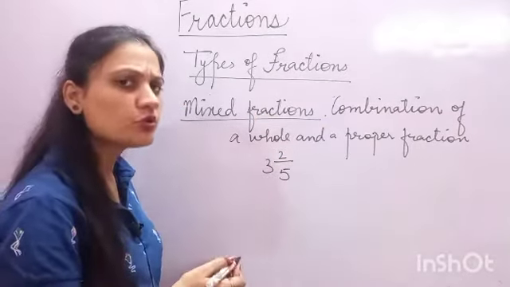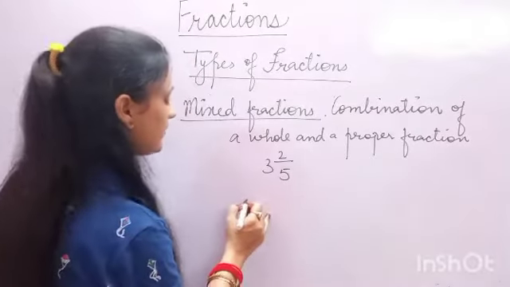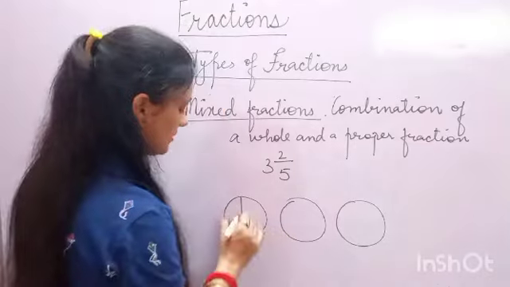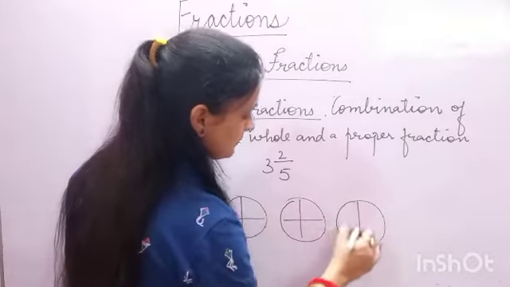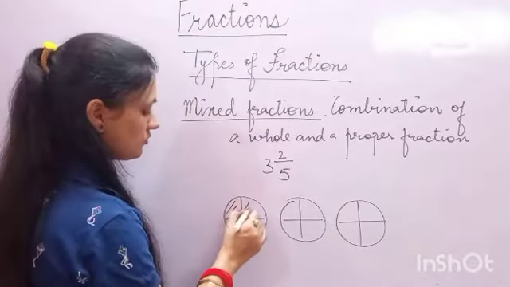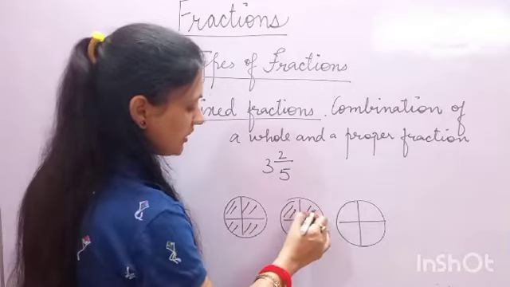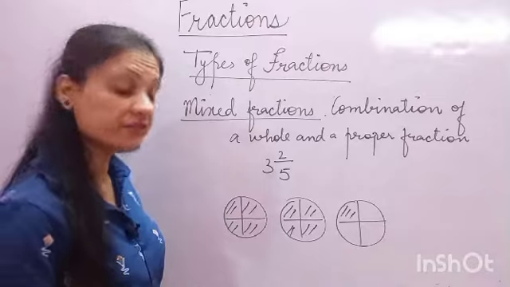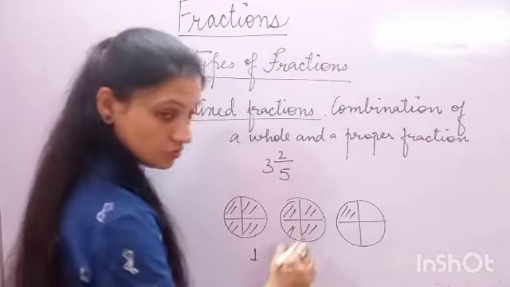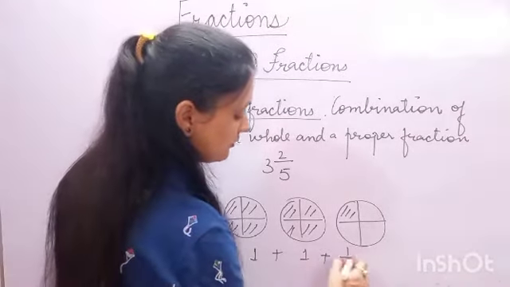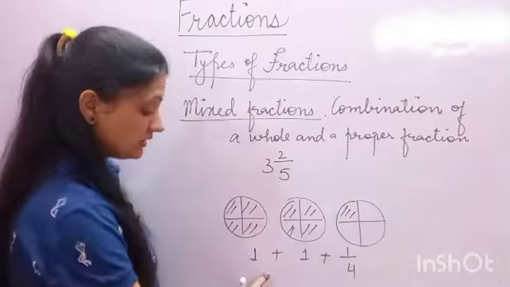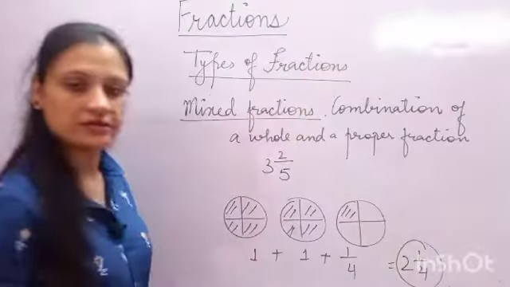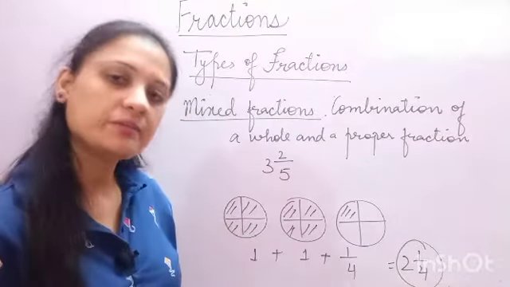How did this 3 whole 2 by 5 come? Right, so I'll give you one example. Suppose I have 3 pizzas, right? I divided each into 4 parts. Okay, I have eaten all the 4 parts here. Here also I have eaten all the 4 parts. And here I ate only 1 part. So how much pizza have I eaten? This one, this whole, and plus 1 by 4. So this means I have eaten 2 whole and 1 by 4 pizza. Understood everyone? This is how we call it a mixed fraction.